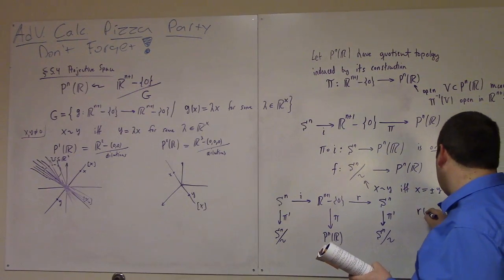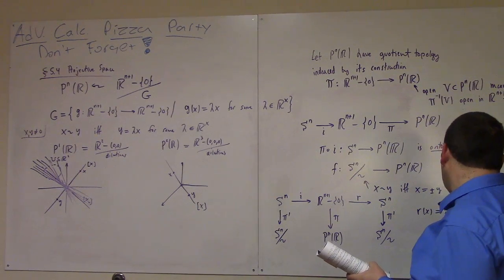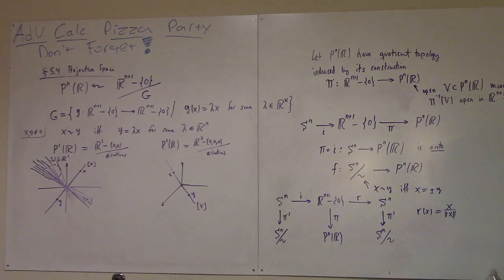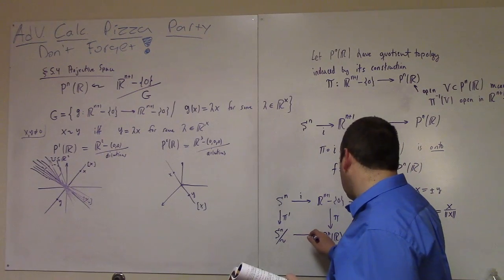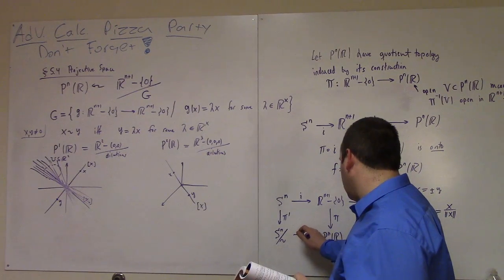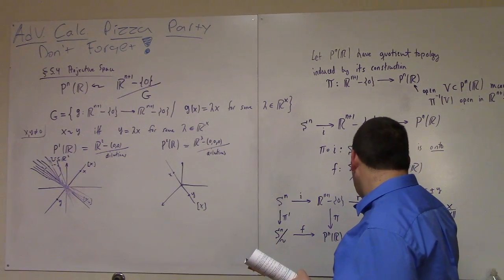R of x, just to be clear, R of x is equal to x over the norm of x, which makes sense because we're in the non-zero space, so we can take a unit vector of any non-zero vector, as you remember from physics, or Calc 3, perhaps. He says this is F inverse.